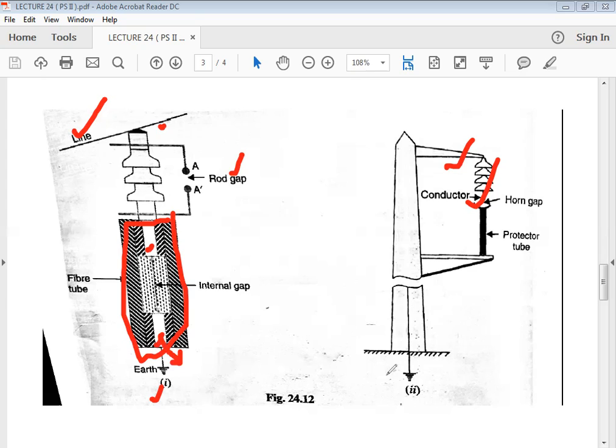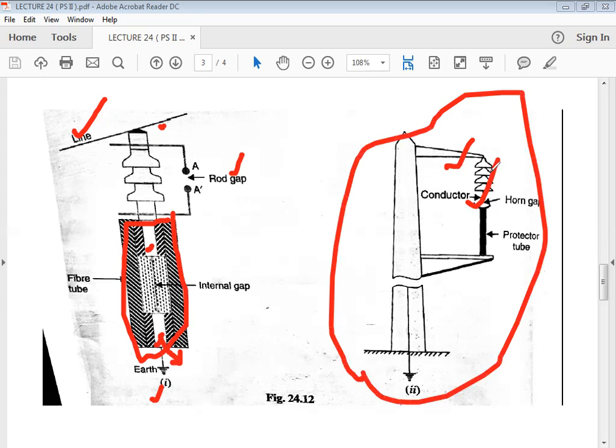This is the arrangement showing the tower. This is how the protector tube is connected between this cross arm and this cross arm. This is the supporting structure. This is the cross arm. Insulators are laid on this cross arm. The protector tube is placed on the supporting structure, and this is the second line of defense available.